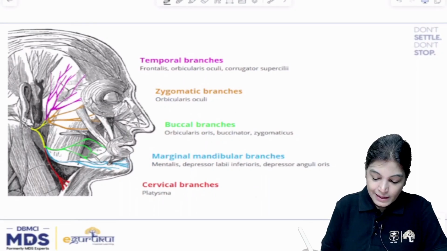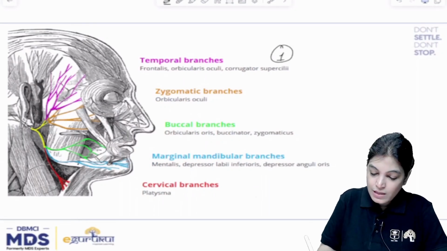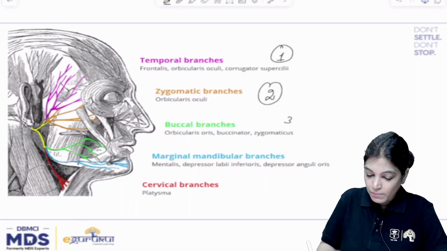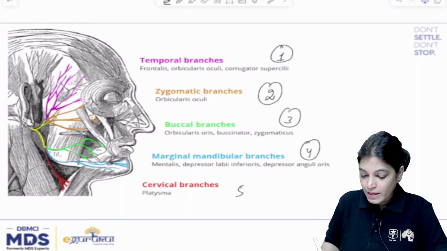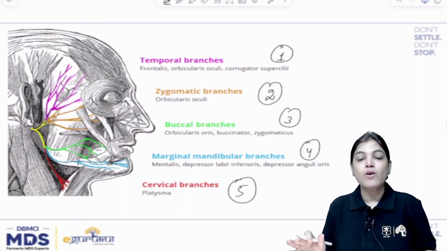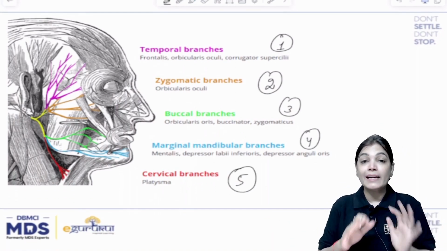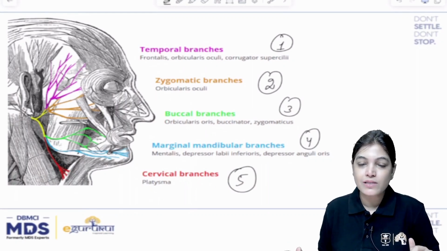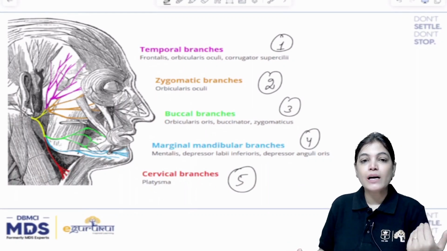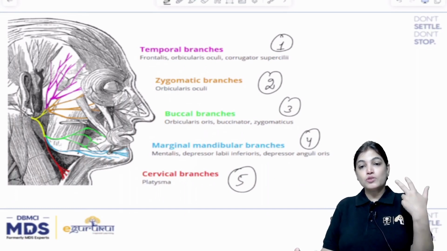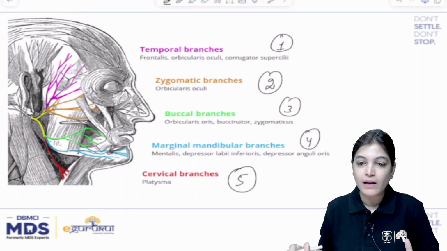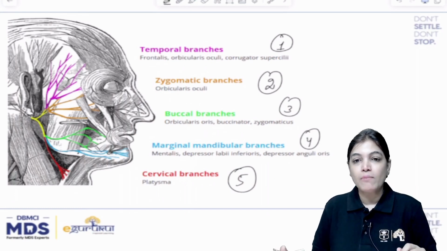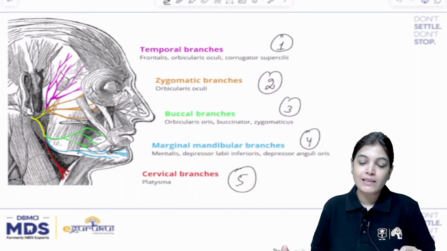So here exactly you can see the 5 terminal branches: temporal, zygomatic, buccal, marginal mandibular and cervical. So quickly you can revise all the muscles of facial expression getting innervation from these 5 terminal branches of facial nerve, which is asked in the MCQ. Okay. Actually, if we talk about the buccal branch, there are 2 buccal branches, upper and lower buccal, and between the upper and the lower buccal the parotid duct or Stensen duct is traversing.